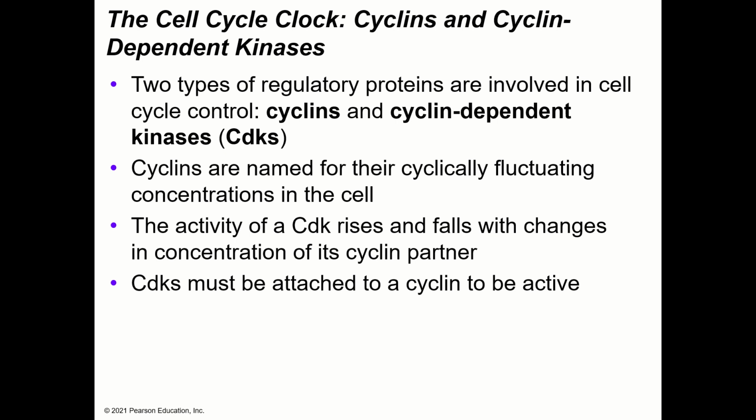The cell cycle clock, cyclins, and cyclin-dependent kinases. Two types of regulatory proteins are involved in cell cycle control, cyclins and cyclin-dependent kinases, the latter being CDKs for short. Cyclins are named for their cyclically fluctuating concentrations in the cell. The activity of a cyclin-dependent kinase rises and falls with changes in concentration of its cyclin partner. CDKs must be attached to a cyclin to be active.